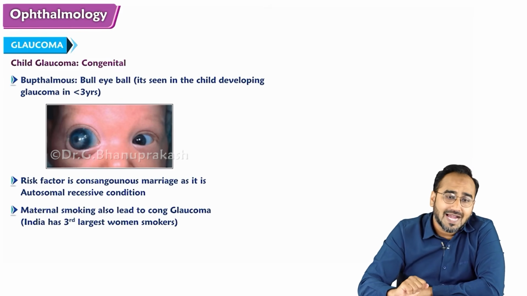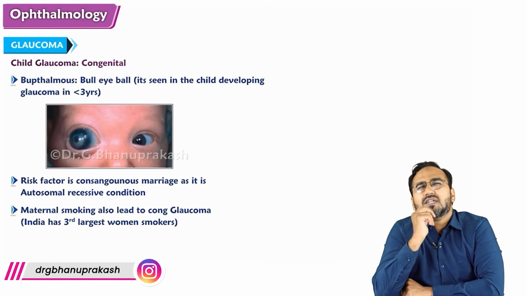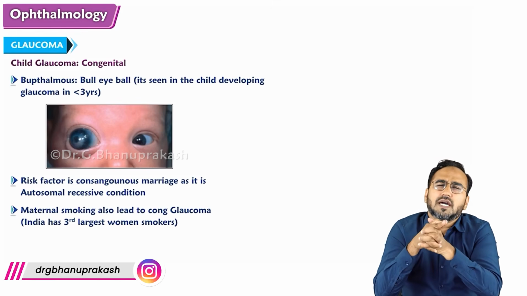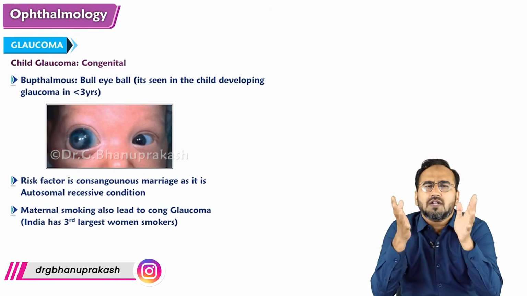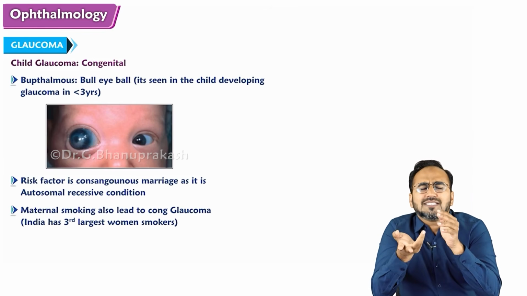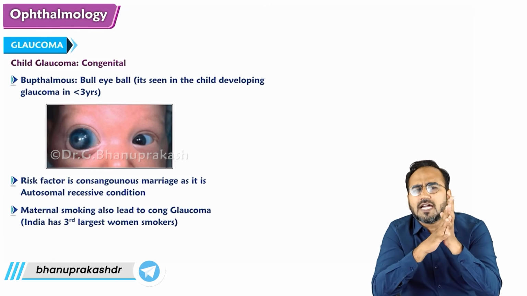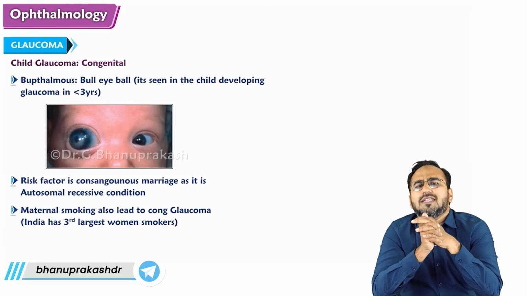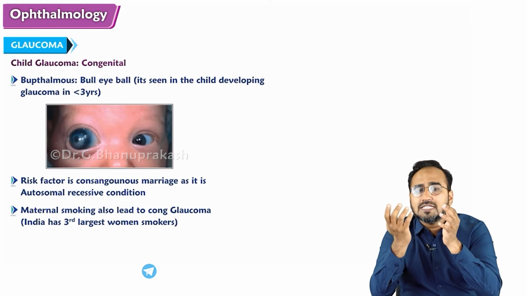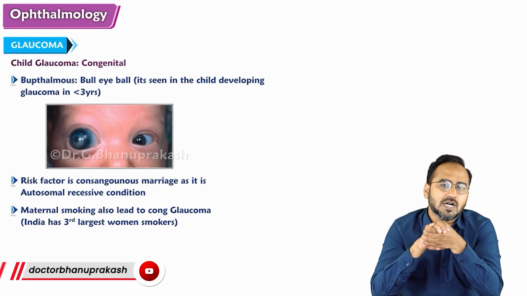Apart from that, maternal smoking is also a cause of congenital glaucoma. But guys, what will happen basically if it is a consanguineous marriage, or if the mother is a smoker? How will it lead to glaucoma? Imagine the mother is smoking cigarettes for a long period while the child is in the womb. The nicotine and carbon dioxide go to the baby, and in the eyes, it will hamper the formation of the trabecular meshwork.